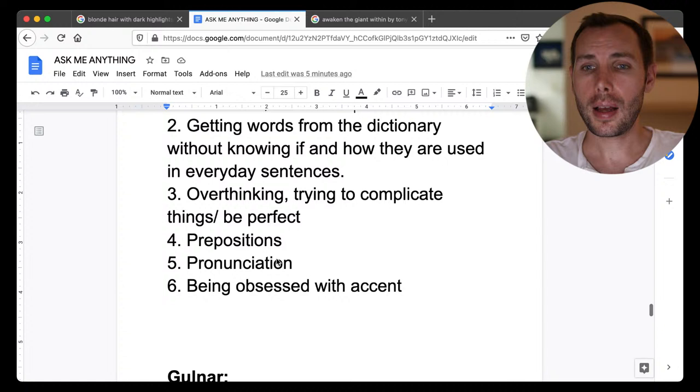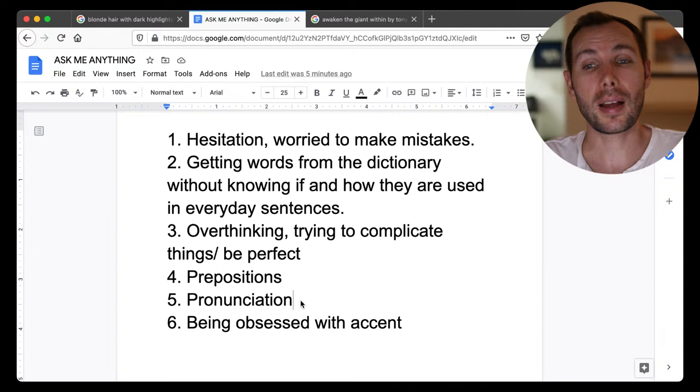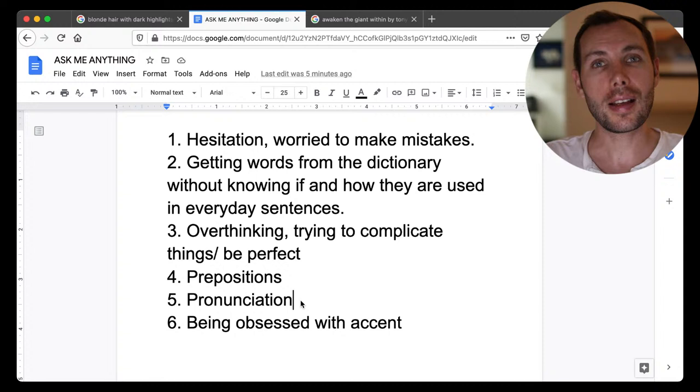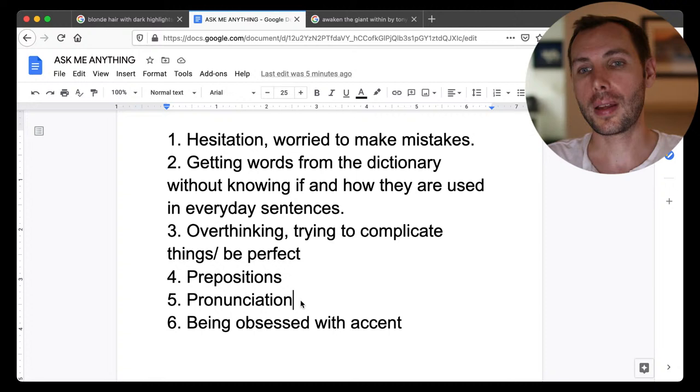Okay, your pronunciation can be a problem. It depends on the country, the nationality of the person, but different nationalities have different pronunciation problems. Many countries seem to have the E and I problem. So again, it just comes with practice and repetition. And being obsessed with accent.